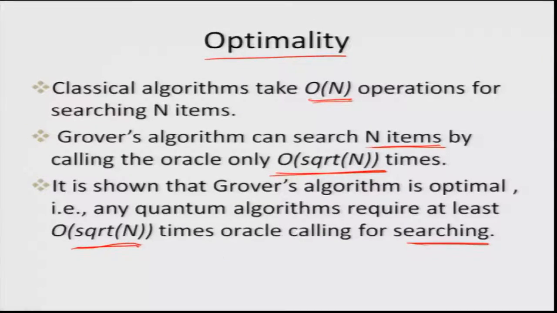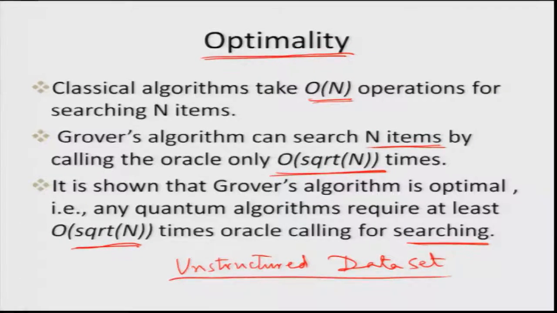And one of the important things to mention here is that this entire picture is essentially true when it is an unstructured data set. This is because if you already have a data set which is structured in the sense that it is ordered, say from higher to lower numbers or something like that, then this idea of benefit from the Grover search does not exist. Also because in that case, the operational procedures required to find the solution are of a different kind.